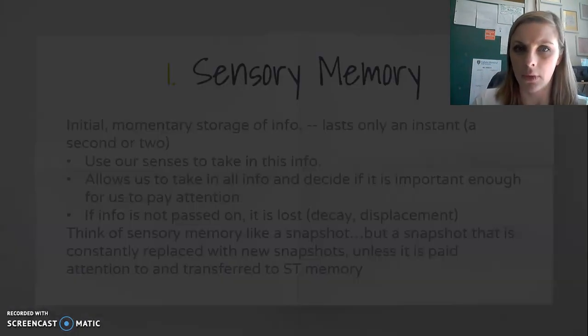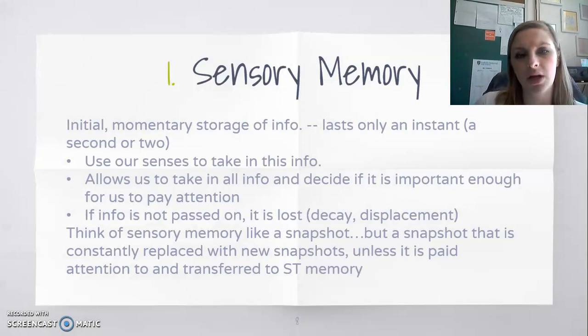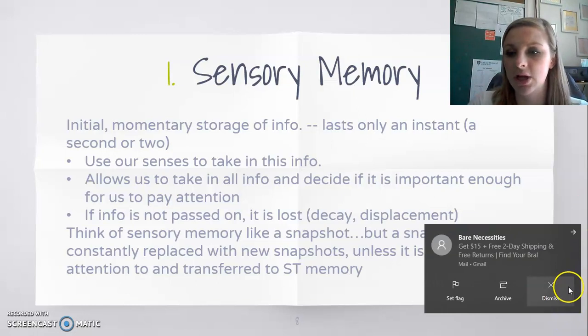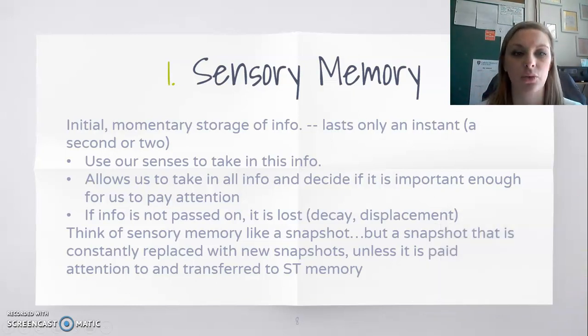So let's break this down. First, sensory memory. Sensory memory is the initial momentary storage of info. This only lasts an instant. Think about your senses. Unless you specifically think about them, that information isn't going to be stored, right? Like the information that you are seeing all over the place, you're not going to store unless you actually pay attention to it. So we have sensory information given to us. We are taking everything in, and then our brain decides if it's important enough for us to pay attention to. If the info is not that important, it's passed on. It's lost. This is called decay or displacement of memory.